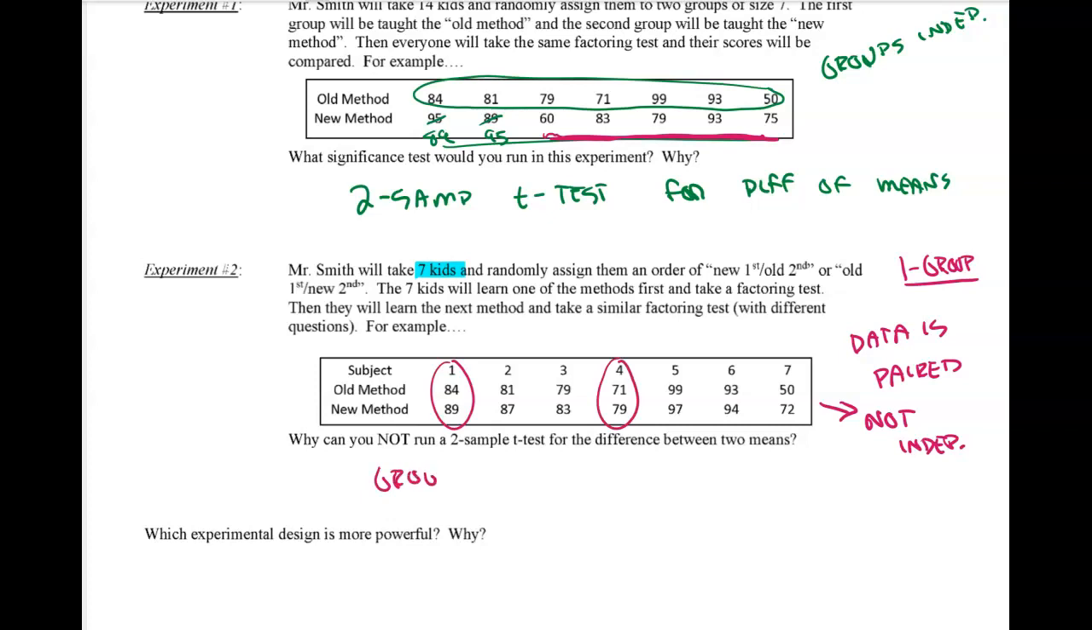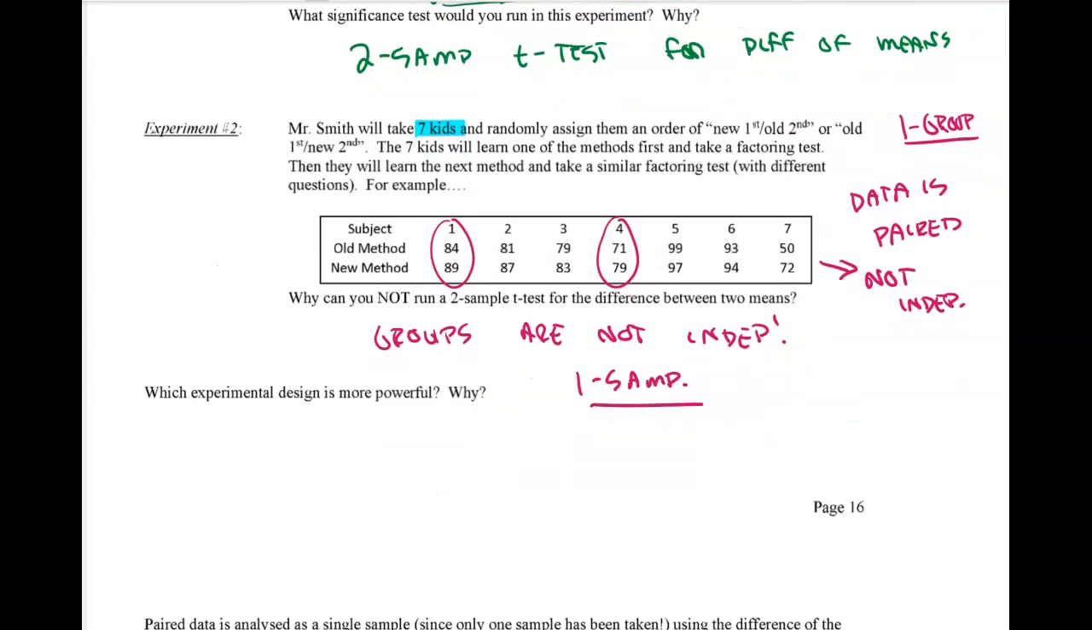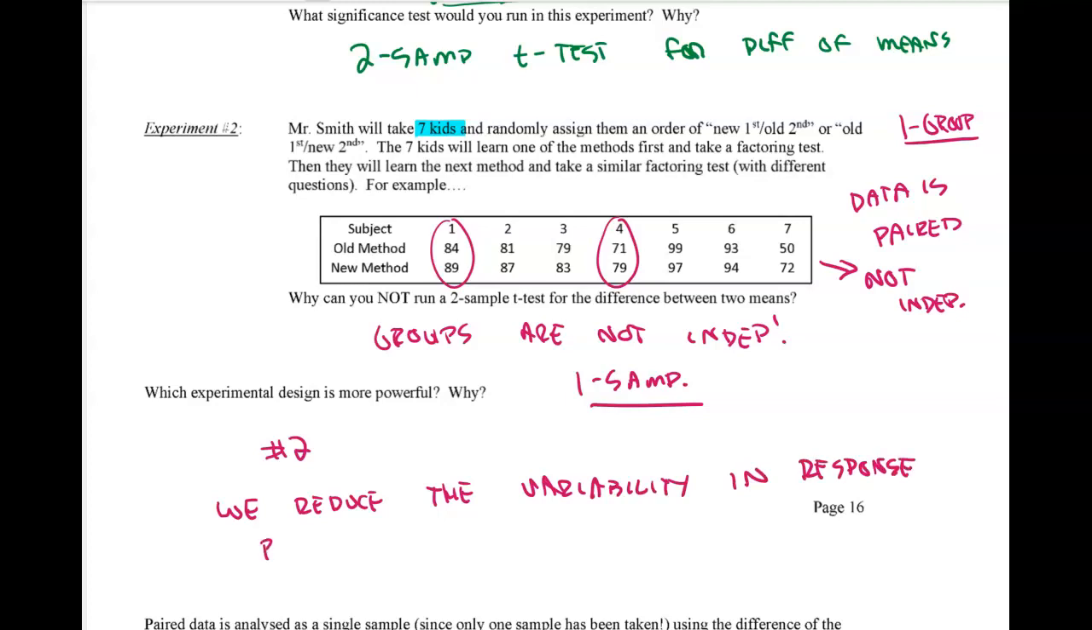The groups are not independent, so we're going to run a one sample procedure. What experimental design is more powerful? Number 2. Why? We reduce the variability in the responses by, I'm going to say, pairing the treatments. I don't know if that's a good way to say it.